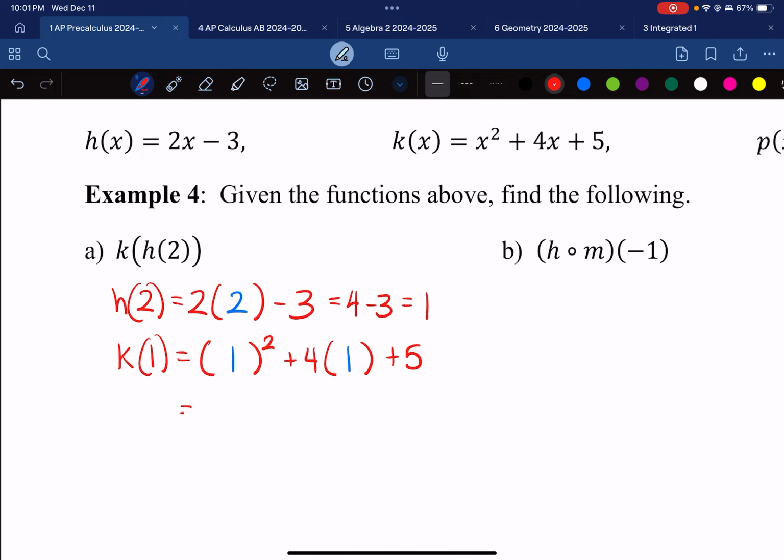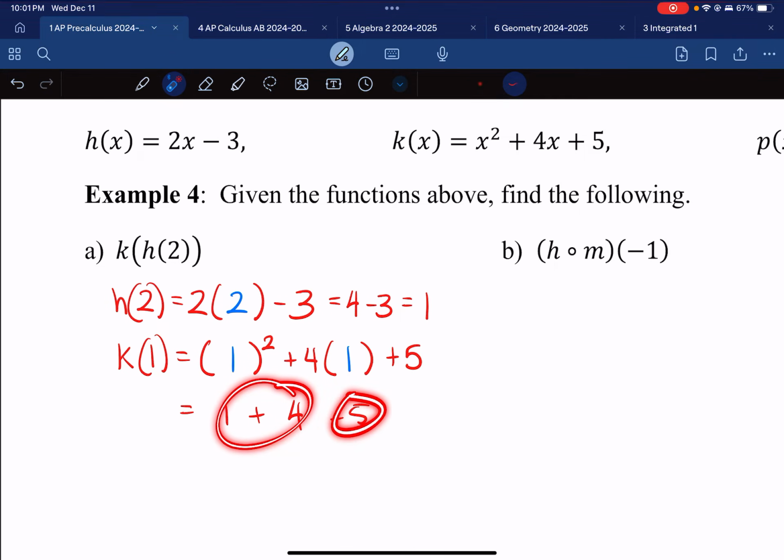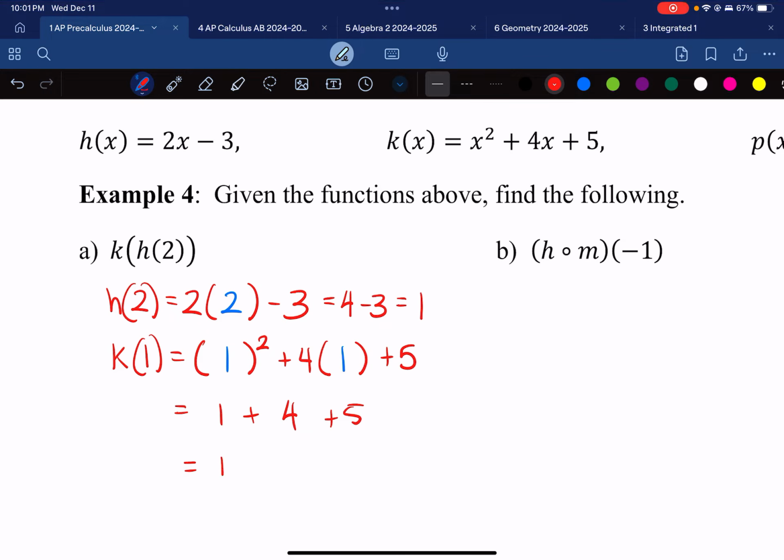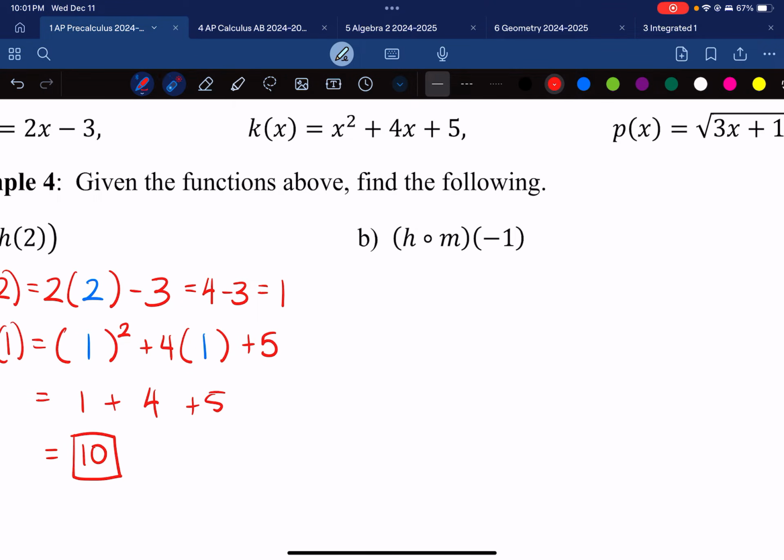and I just need to simplify here. So 1 squared is 1, plus 4 times 1 is 4, plus 5, and I see 1 plus 4 is 5, plus 5 again is 10, so my final answer here is 10, and I box my work. All right, now we have that other notation.